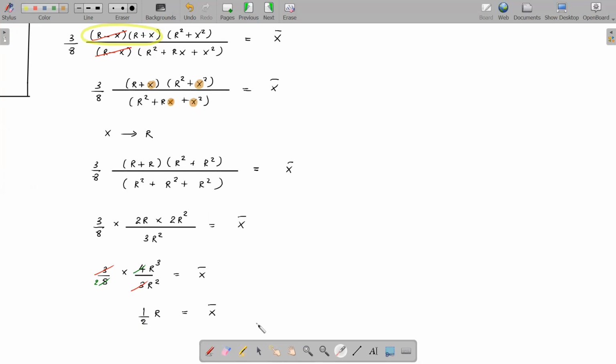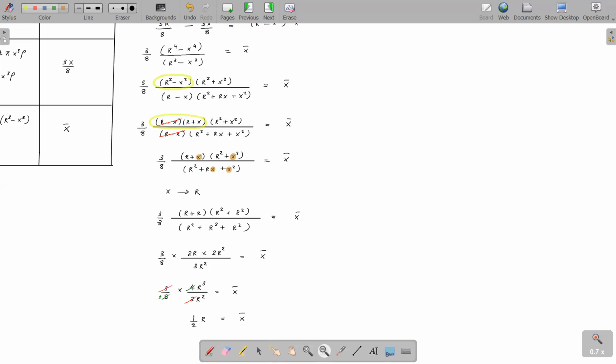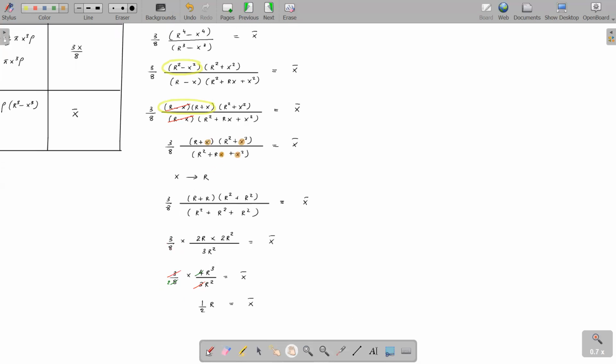So this is a really important result. You must be able to derive the result, and also you will be required to use the result. All right, guys. So this is how we get this particular result. This is a really important derivation. You must be able to do this on your own as well.